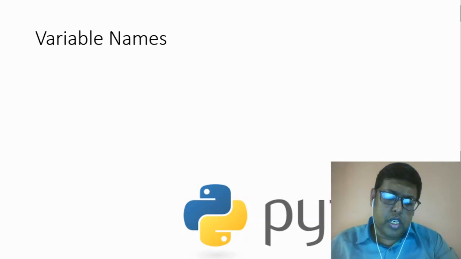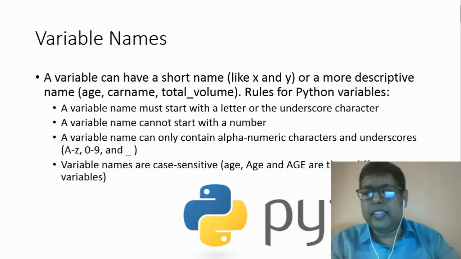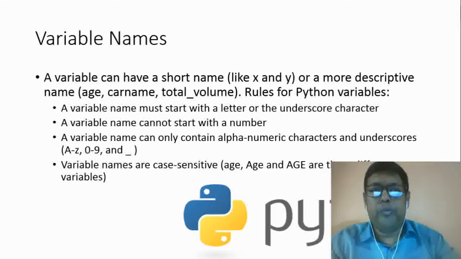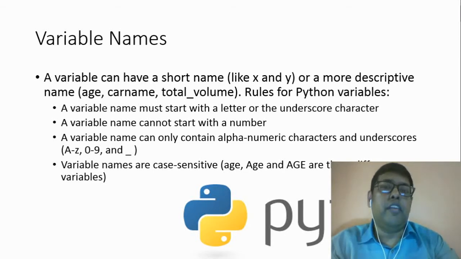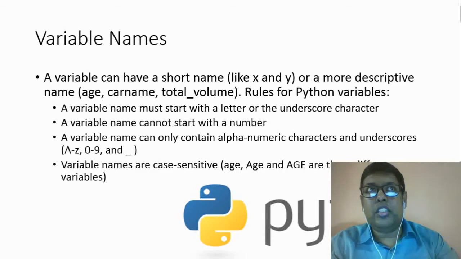There are a few details that we need to look into while setting up a variable name. A variable can have a short name like x and y, or it can start with letters. Remember that your variables can never start with a number. If you said 9 is equal to 0, it would be considered a logically wrong statement, and hence a variable name cannot start with a number.